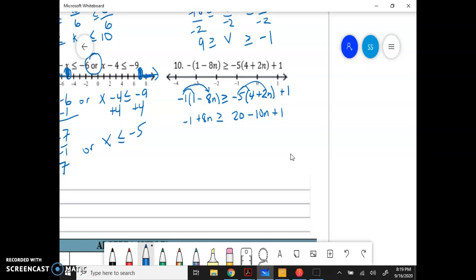All right, so I want to get the variables on one side first. And so I want to get rid of the smaller of the two variables. So -10 is smaller than +8. So I'm going to get rid of that. So I'm going to add 10 n's here, add 10 n's here. So I should just be left with -1 plus 18n is greater than or equal to 20 plus 1.